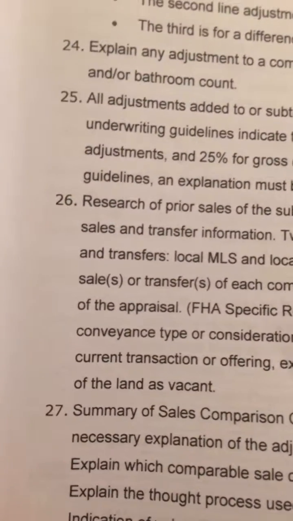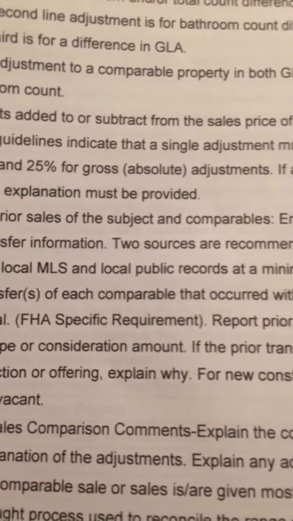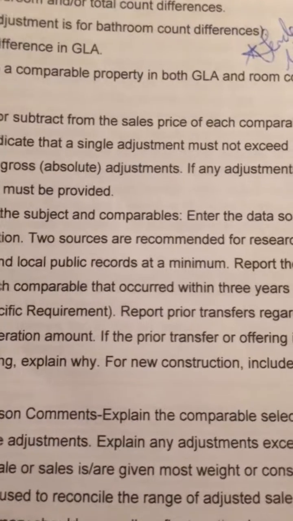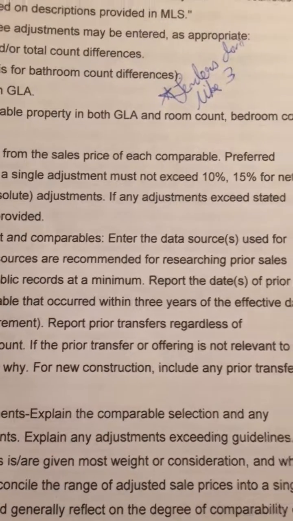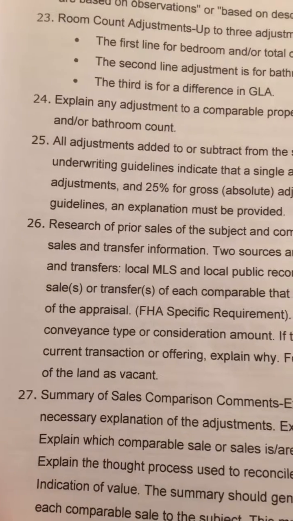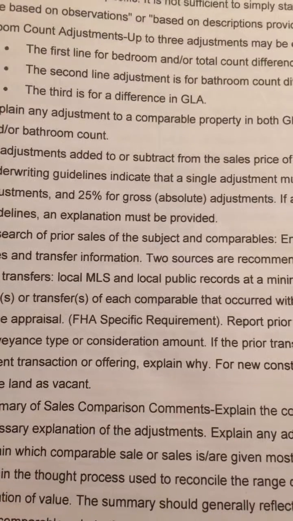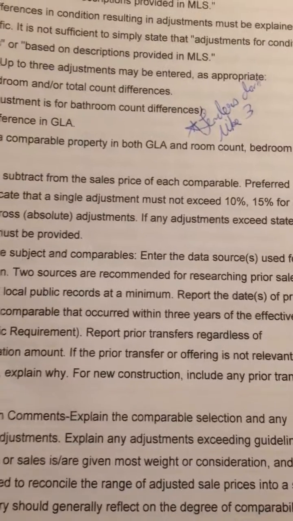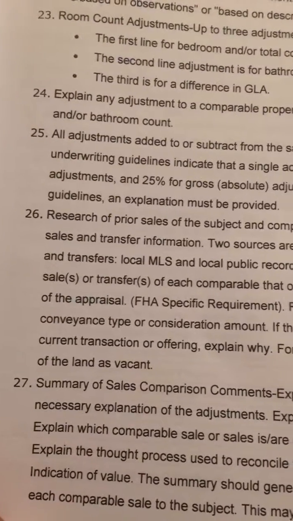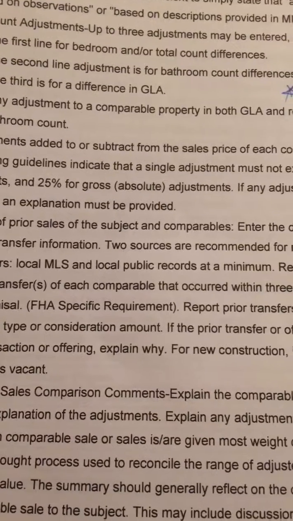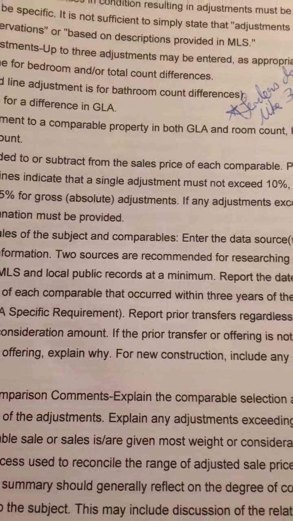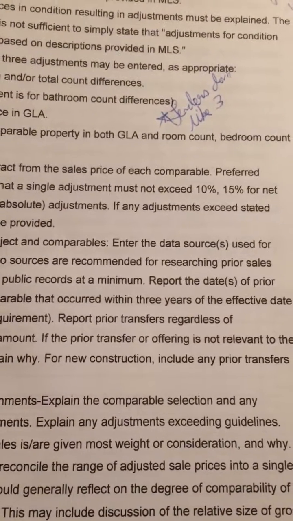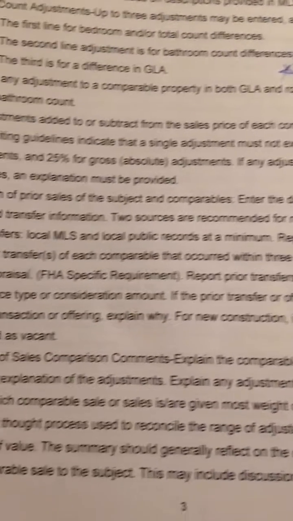27. Summary of sales comparison comments. Explain the comparable selection and any necessary explanation of the adjustments. Explain any adjustments exceeding guidelines. Explain which comparable sale or sales are given most weight or consideration, and why.